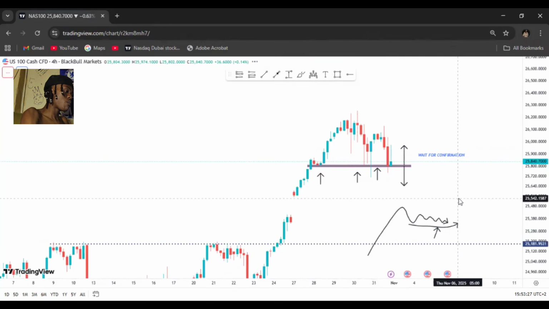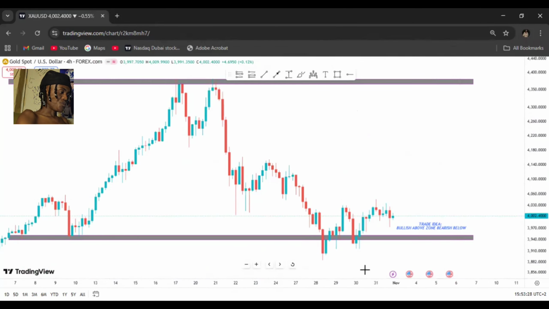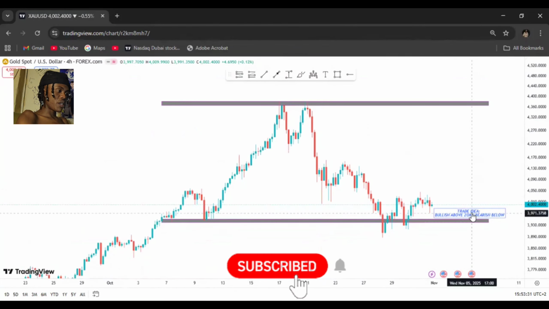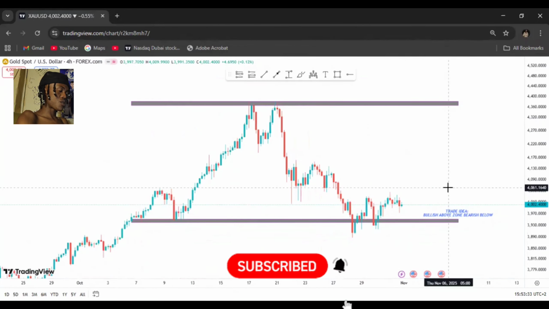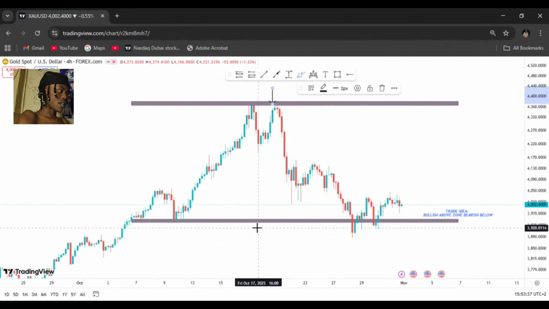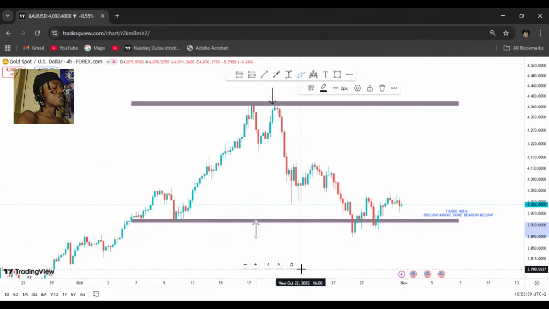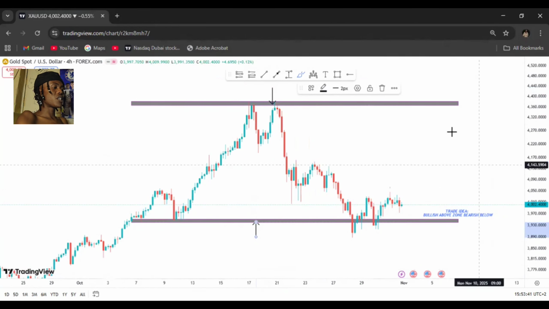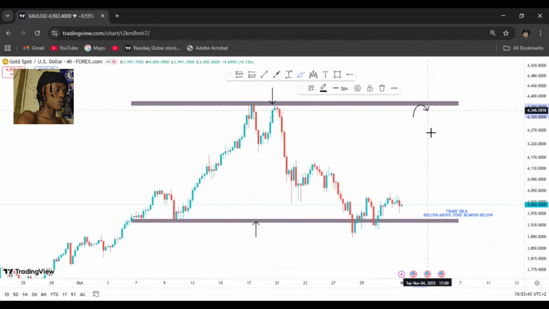But without further ado, second page, which is gold. If I zoom in a little so you guys can clearly see, you can understand that gold has been holding highs and holding lows. Holding highs and holding lows gives you an indication that on a fail to break above our resistance, we look for that reversal. On a fail to break our support, we look for that reversal.